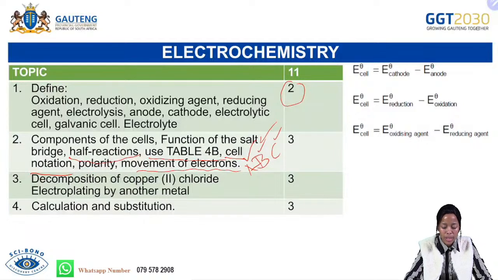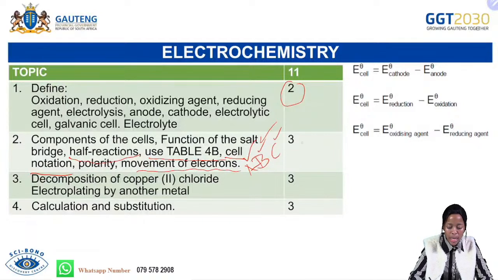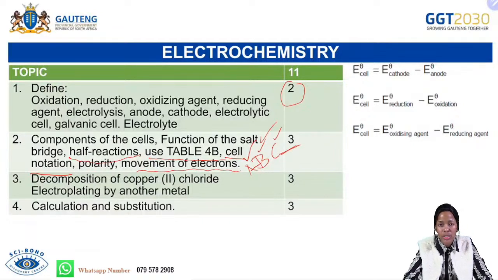And we are therefore saying that if you are at least able to know all of that we have there by number 2, then at least you will be able to get the very minimum, which is about 3 marks there. Number 3, this one relates more with the electrolytic cell.